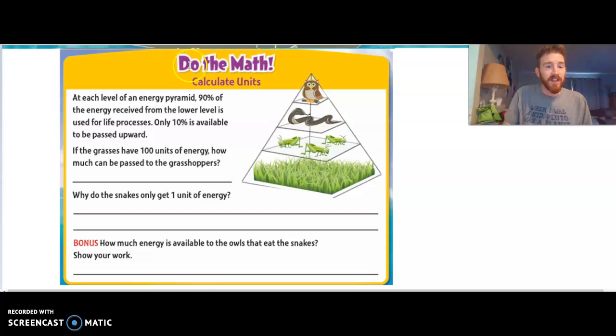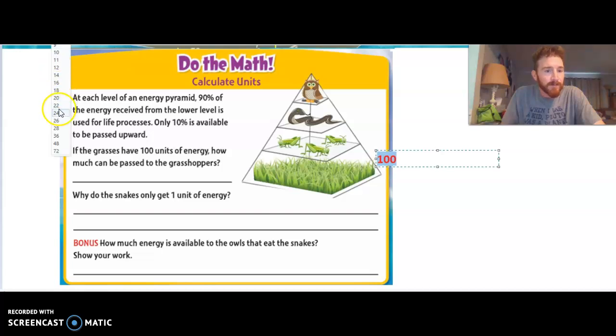So here it says if the grasses have 100 units of energy, how much can be passed to the grasshoppers? So what I'll do here is add to our diagram this first level, where we've got our grass. I'm just going to put a 100 here, and I'll make it a little bigger so we can see better. We've got 100 units of energy.